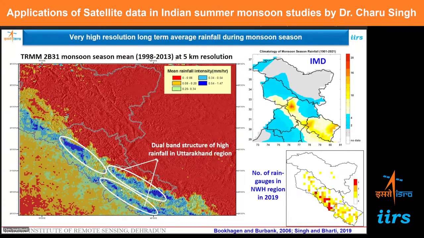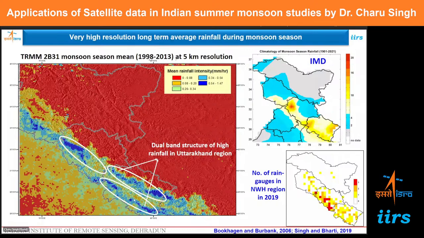Here, this picture is showing another important feature of the high spatial resolution satellite data sets. This is basically the TRMM 2B31 data set available from 1998 till 2018, but it has been used till 2013 here. This data set is available as per the orbital passes of this satellite, because this is a low inclination satellite and provides data particularly in the tropical region. These orbital passes were combined together and interpolated at 5-kilometer resolution.